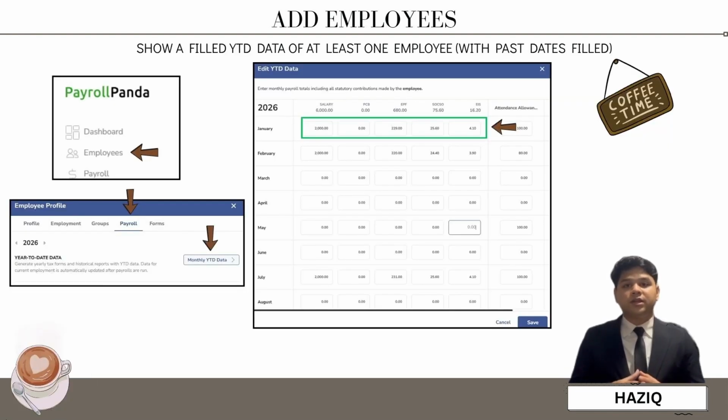And then show the YTD data of at least one employee with past dates filled. This is the YTD data. The YTD, year-to-date, data feature is intended for companies that have recently started using the payroll system during the current tax year. For example, if Palato Cafe began using the system in February 2026, the payroll information for January 2026 must be entered into the YTD data section. This is to ensure that statutory calculations and reports, including PCB month-to-date, EA forms, and E-forms, accurately reflect the employee's payroll information for the entire year.